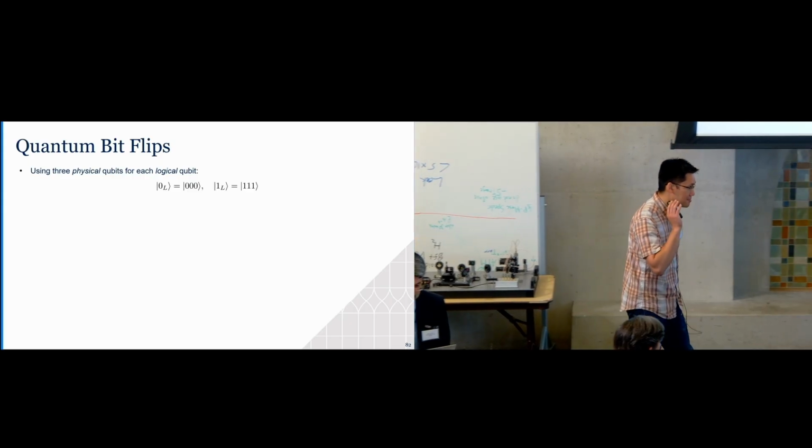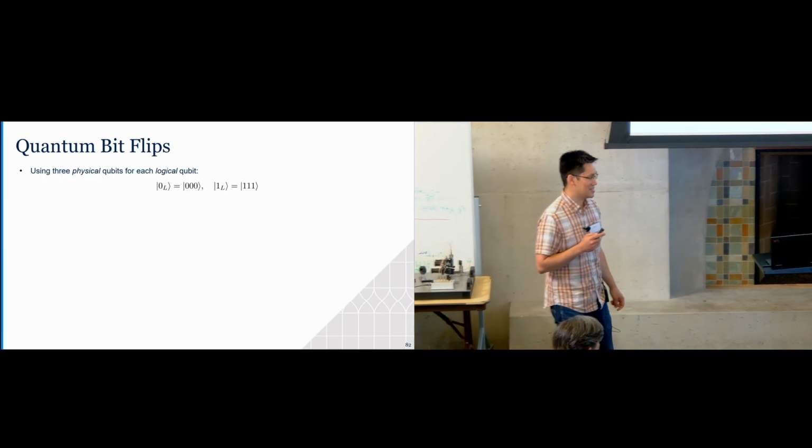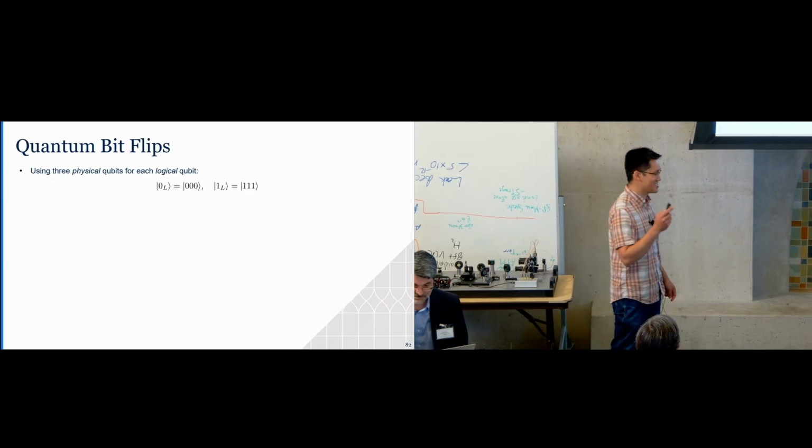Sorry, what's that? We have something in electronics called TMR, triple modular redundancy. I'm not familiar with that. It's like repeating the same thing 3 times. Okay, I see, yes, so yeah.